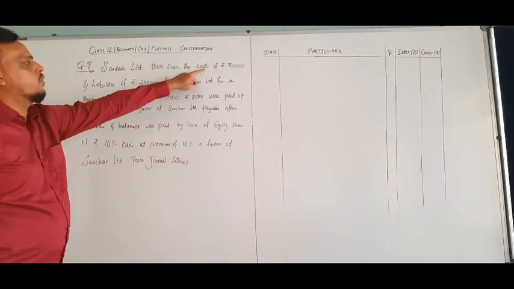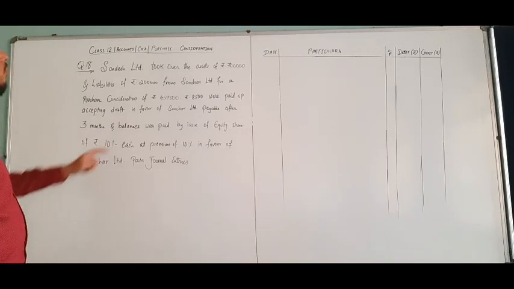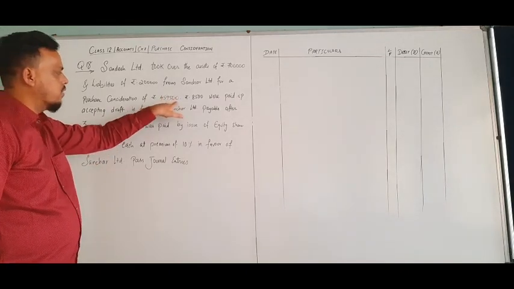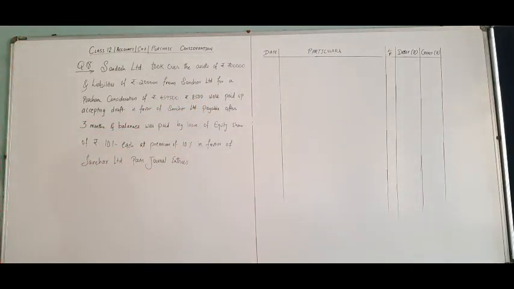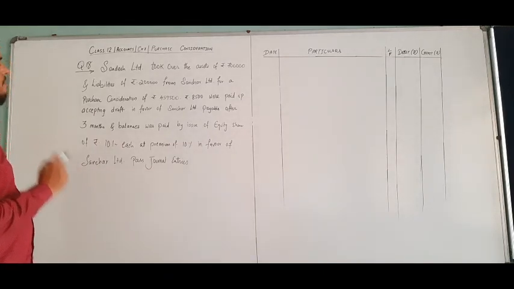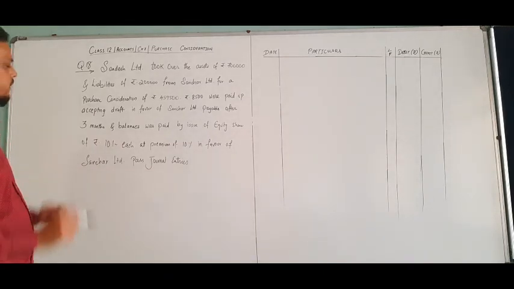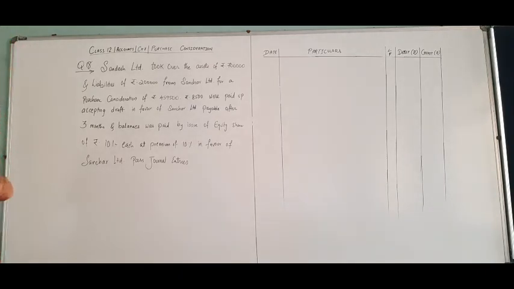Sandesh Limited took over assets of 7 lakh and liabilities of 2 lakh from Sanchar Limited for a purchase consideration of 4,59,500. Of this, 8,500 was paid by a bank draft in favor of Sanchar Limited, payable after 3 months, and the balance was paid by issuing equity shares of 10 each at a premium of 10% in favor of Sanchar Limited.